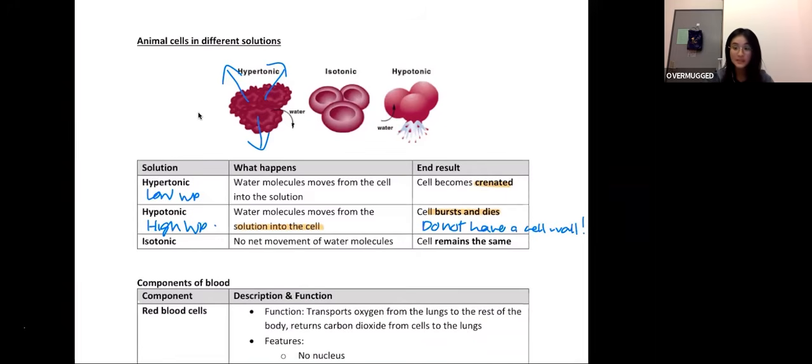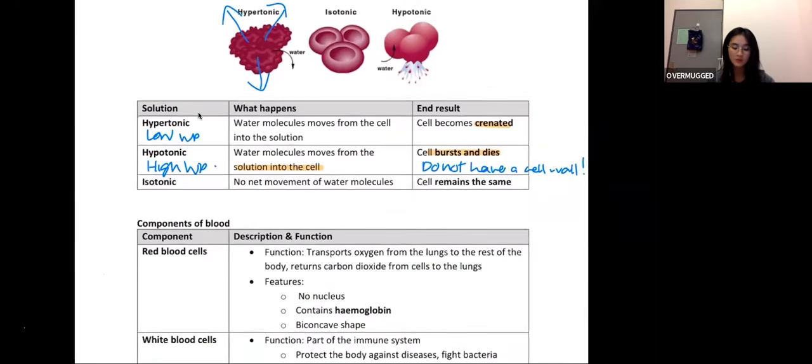But for plant cells, because there's a presence of a cell wall, the cell wall is like the walls of your house. So you pump a lot of water in, your house won't explode from too much water. But for animal cells, no cell wall, so it will burst and die. Then last one, isotonic, same, no net movement, no change.